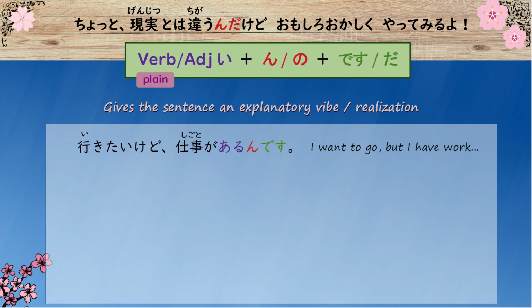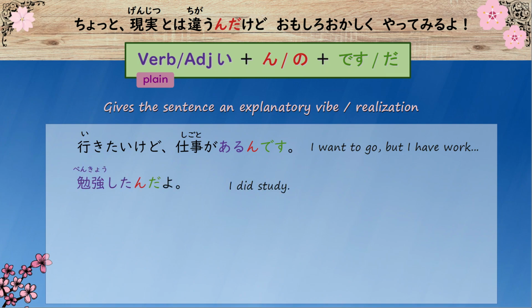So for example, 行きたいけど仕事があるんです. So I want to go, but I have work to do. So you see that you use んです to give some explanation to the listener. The listener doesn't specifically know that you have a job to do, or he knows it, but you kind of remind him, you're giving him a good explanation for why you are not going. You want to go, but I have a good reason, I have an explanation, so I'm telling you, I have work, and thus I can't go.